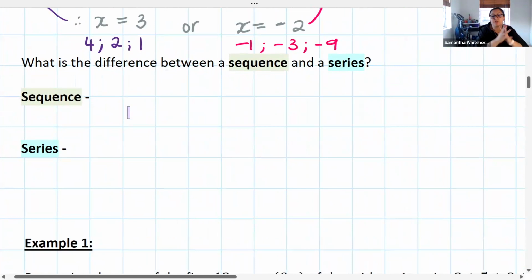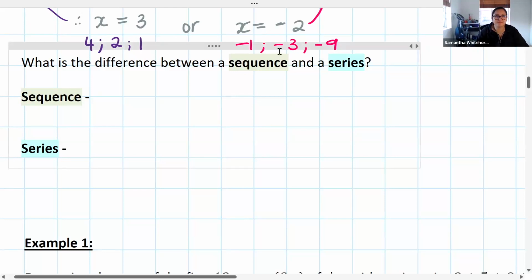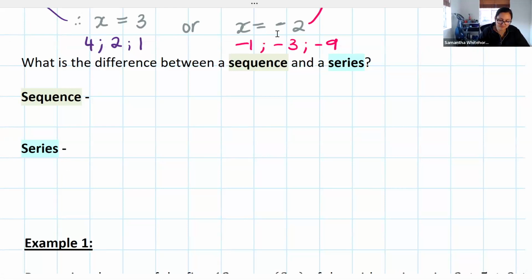Okay, so what is the difference between a sequence and a series? Who can tell me? You can unmute yourself, or you can put your answer in the chat. Anyone able to tell me the difference?